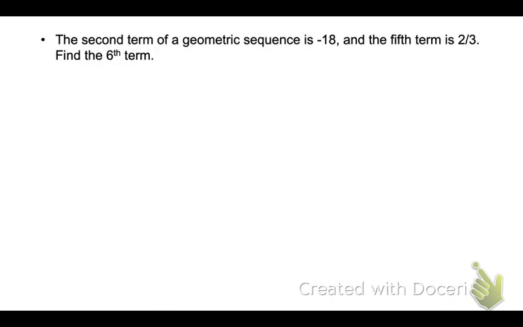Okay. So the second term, this is our last slide. The second term, a sub n. So a sub n equals negative 18, right? And a sub 5 equals 2/3. No, a sub 2. I said 2, and then I just erased it. So we'll just start over. So a sub 2 equals negative 18. A sub 5 equals 2/3.